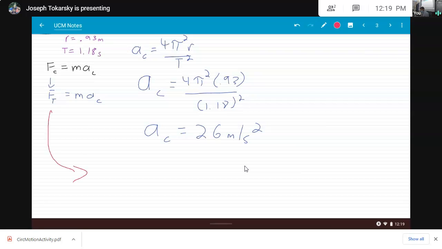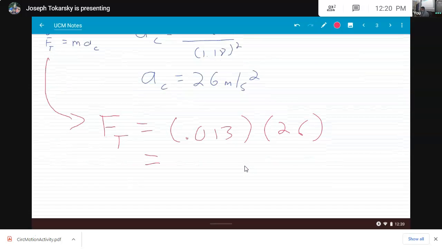Okay, so with this acceleration then, finishing off the problem should be pretty easy. Just bringing this equation down here. Now that we know the acceleration, I just take it times the mass through this version in Newton's second law. And the mass that we already converted is 0.013 times the 26. And that gives us about 0.34 newtons of tension in the string.